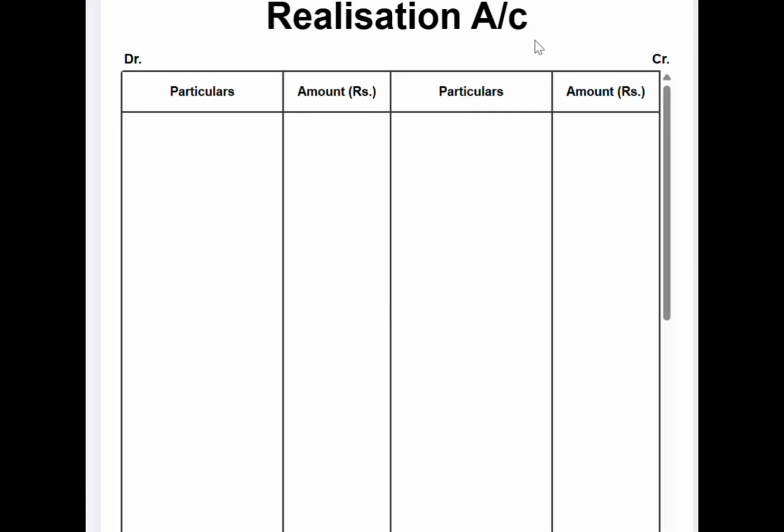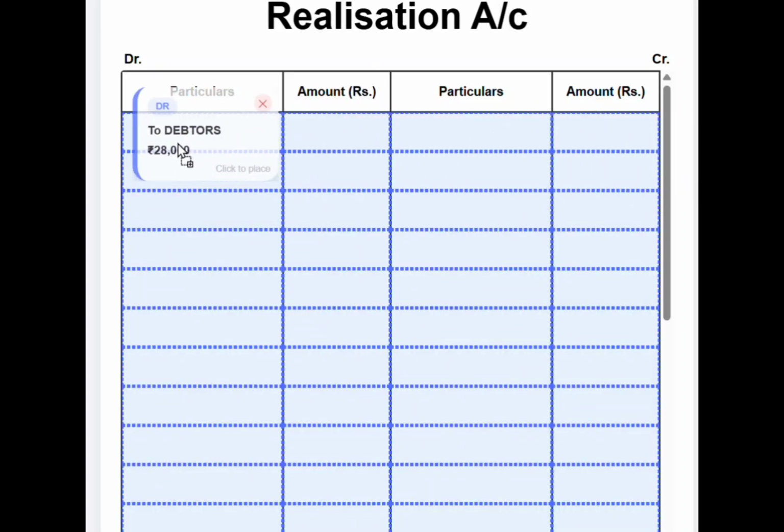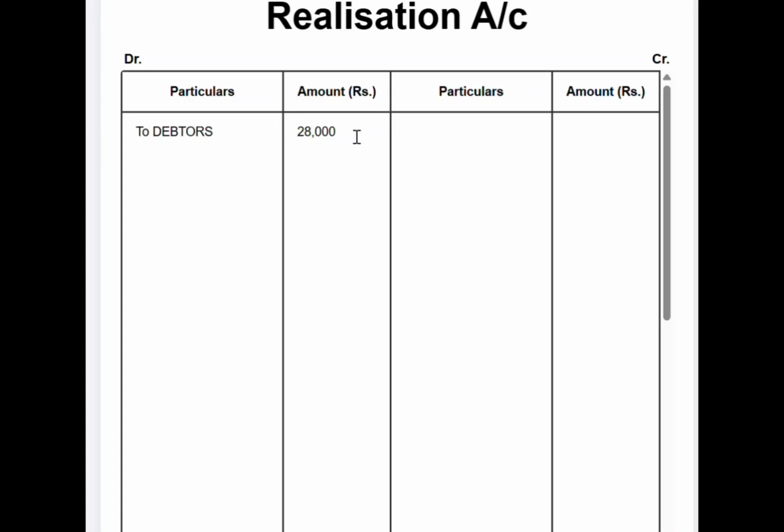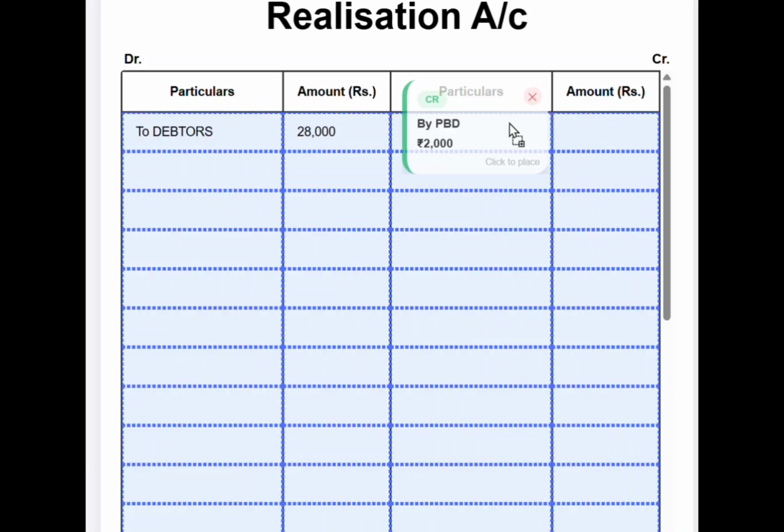Now let us see the preparation of the realization account. So in the realization account on the debit side, first we have to bring down all the assets in its book value, and on the credit side we have to bring down all the external liabilities in its book value. Now on the debit side, let's bring down all the assets, to debtors 28,000. Now in the debtors we had seen PDD. So PDD has to be recorded on the credit side of the realization account as both are two different accounts.